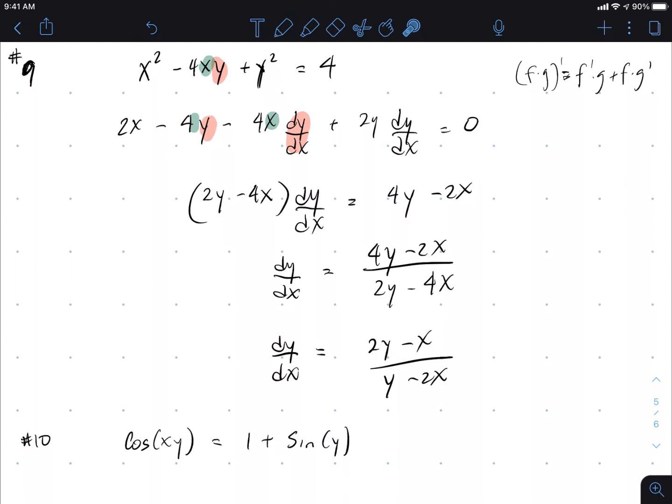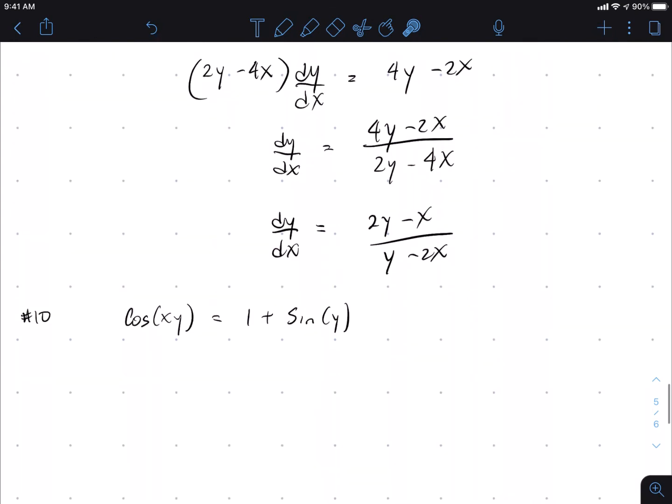Oh, I get it. You see it? I get it. All right. Yeah. Good. And then this guy just got moved over to the other side and changed signs. And this one got moved and changed signs. I see. Okay, cool. Awesome. Thank you. Yeah, my pleasure.